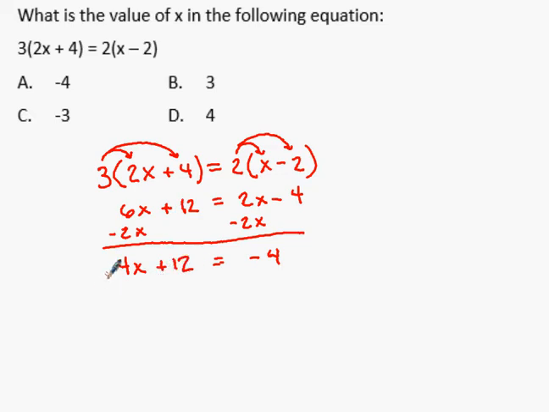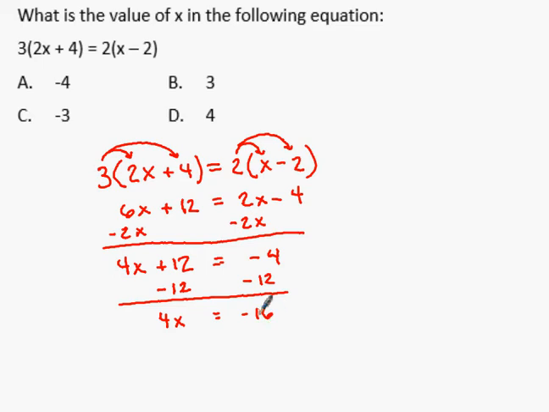Okay, now what we really have here is just a two-step equation. To get x by itself, the next thing I'll deal with is this plus 12. I don't want that on that side, so I'm going to subtract 12 to get rid of it. But remember the number one rule in algebra, whatever you do to one side, you must do the same to the other side. So on the left side, when I subtract 12, I'm left with 4x. Right side, when I subtract 12, I'm left with negative 16.